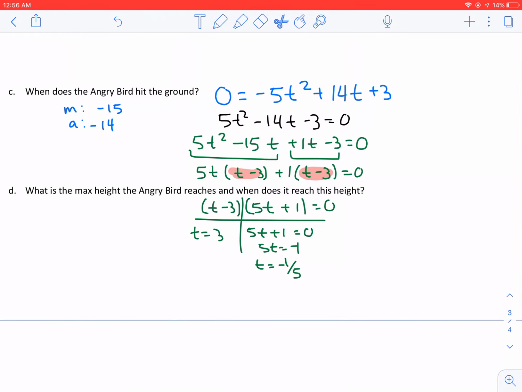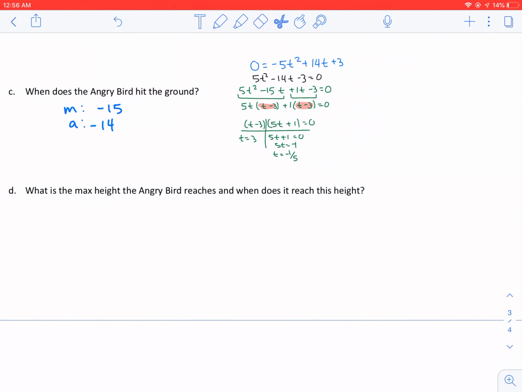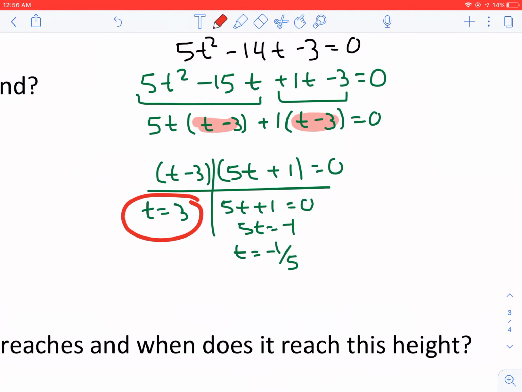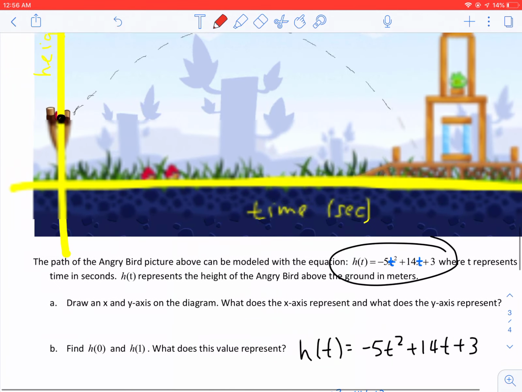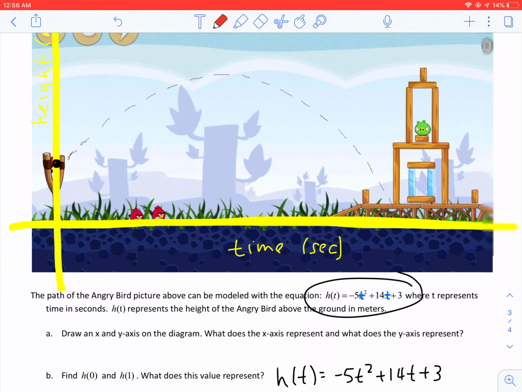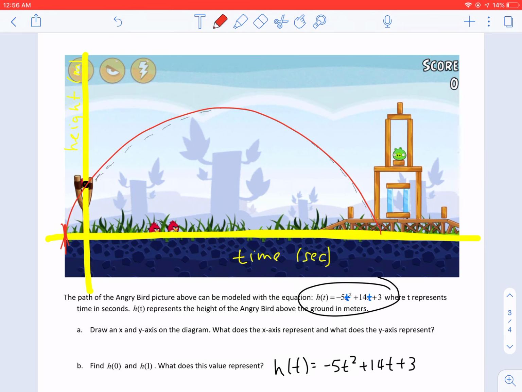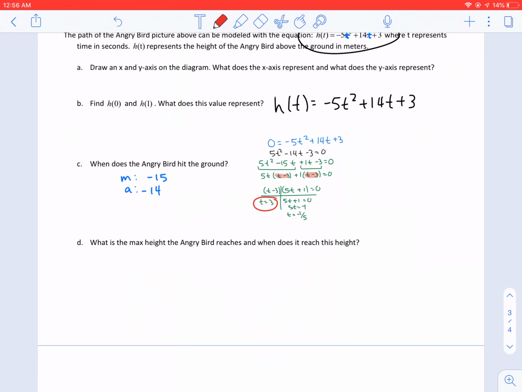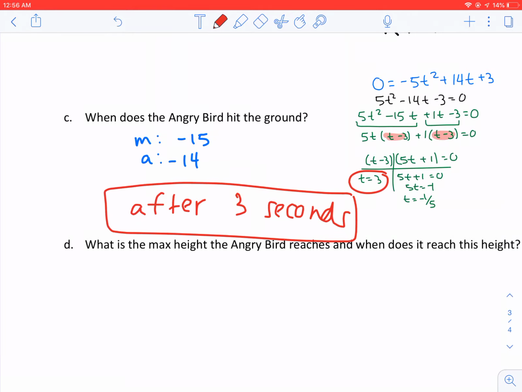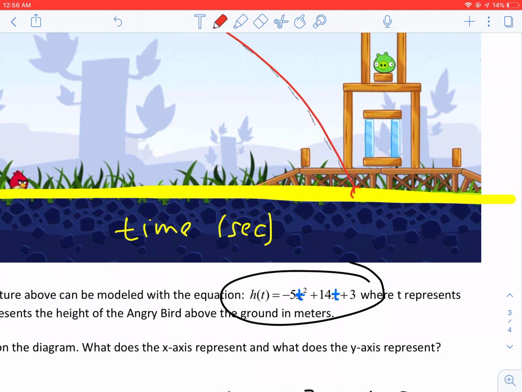So those are two zeros here. And again, we only care about the positive answer because in this context, we're not going to do negative time. But that would also make sense, right, if we extended this parabola. That's negative a fifth, or negative 0.2 seconds. But when does it hit the ground? That's after 3 seconds. Right, so after 3 seconds, that's the point we just found, (3, 0).